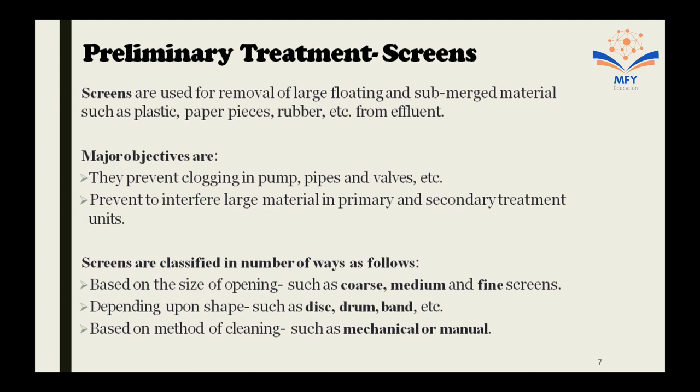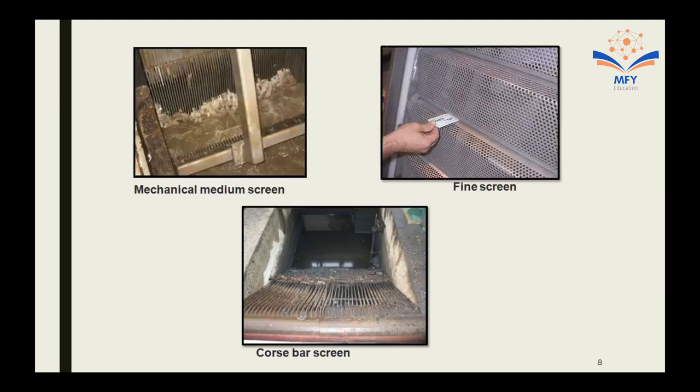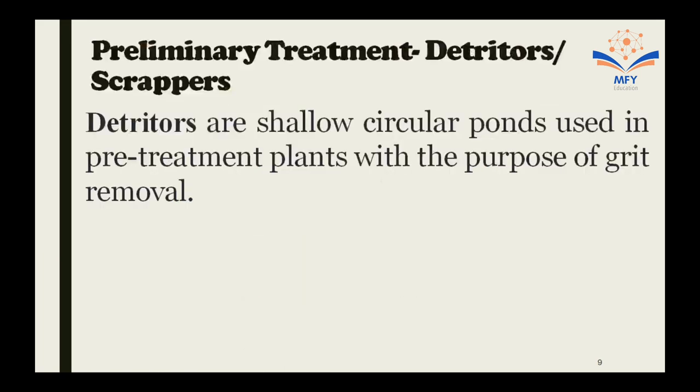Screens are classified in a number of ways: based on the size of opening, such as coarse, medium and fine screens; depending upon the shape, such as disc, drum, band, etc.; and based on the method of cleaning, such as mechanical or manual. These are the three types: mechanical medium screening, fine screening and coarse bar screening, which are shown in the figures, you can easily see.